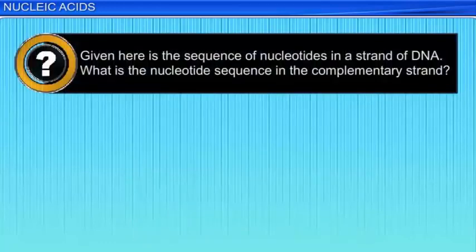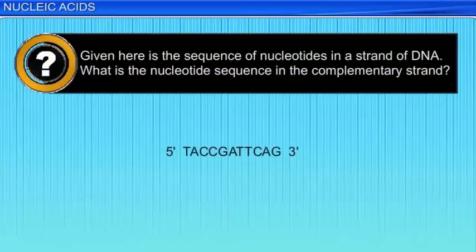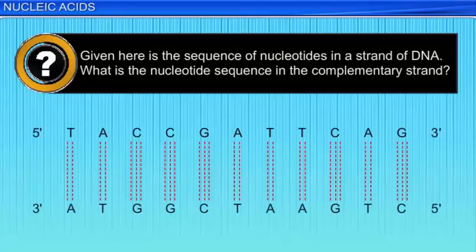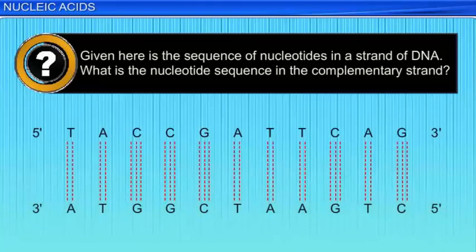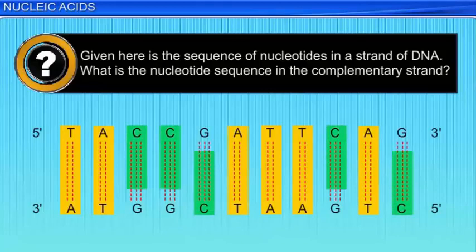Can you answer this question on your own? Given here is the sequence of nucleotides in a strand of DNA. What is the nucleotide sequence in the complementary strand? Remember that the complementary strand runs in the opposite direction and that T pairs with A, while C pairs with G. Therefore, the sequence of the complementary strand can be readily worked out.